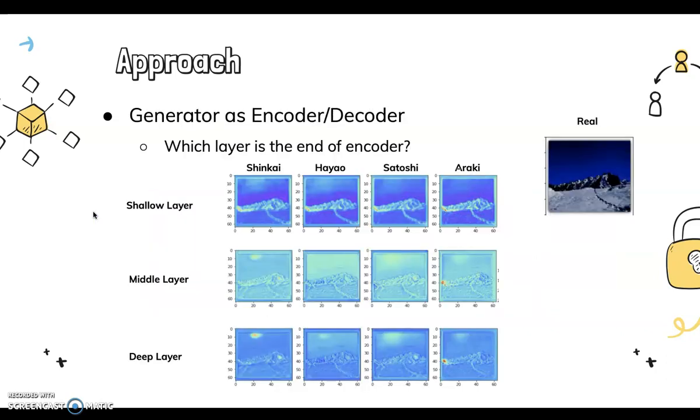In order to further investigate the division between encoder and decoder, we have visualized the output of each convolutional layer of 4 different animation styles generated from the same real image input. This is the real image. As you can see, compared to deeper layers, the output of the shallow layer has a similar result across different style images, which means it extracts style invariant features, so we choose it as the end of the encoder.